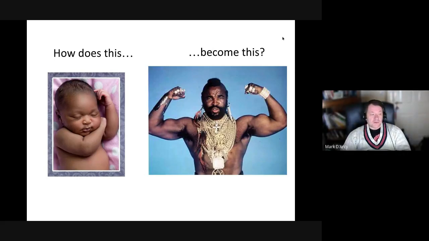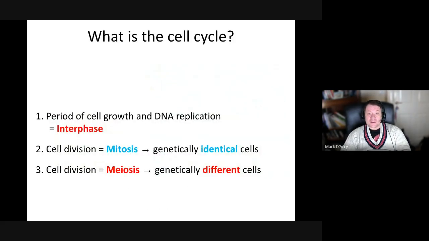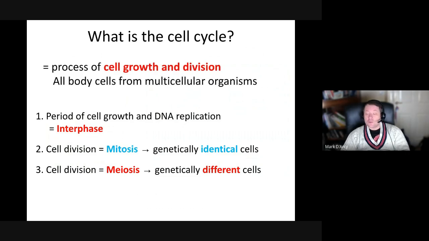So how does this become this? The cell cycle. What is the cell cycle? Process of cell growth and division. In all multicellular organisms, you need the cell cycle to form our organs, tissues, and gametes.